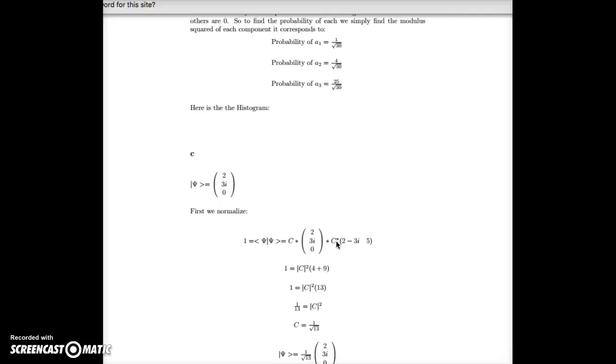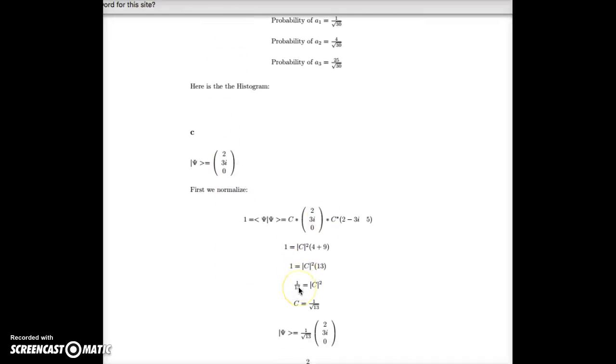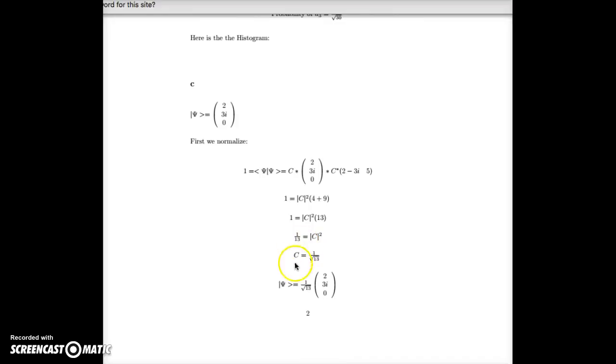Part C says that in a different experiment, the system is prepared in the state 2 times the ket A1 plus 3i times the ket A2, which essentially is plus 0 times the ket A3. We ask again to write this in matrix notation and calculate the probabilities. So simply, this is the matrix notation, just like we did before. We normalize going through the same formula, and we get our normalization coefficient to be 1 over square root of 13. So we adjust our prepared state with the normalization.